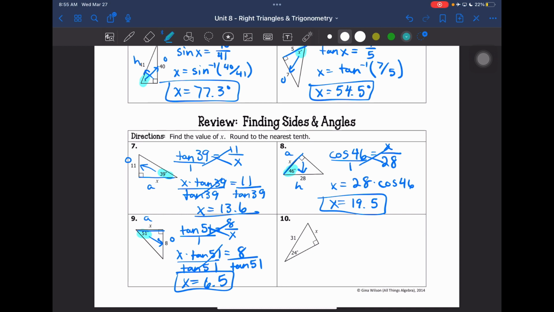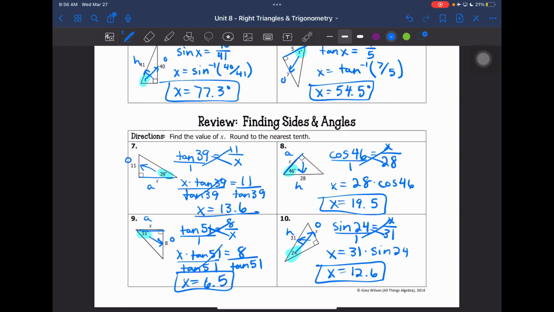So let's look at number 10. I can tell that I have a hypotenuse here. This 31 is across from the right angle, and then the x would make that the opposite leg since it's across from my angle. So if I have opposite and hypotenuse, I'm going to use sine. And then I can say sine of 24 is equal to x over 31. So x is just going to be equal to 31 times sine of 24. So whatever comes out there is my answer. This is going to be 12.6.